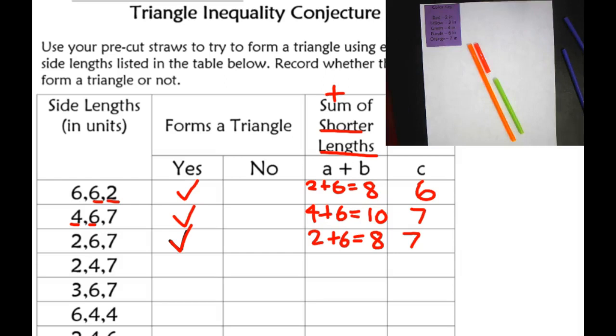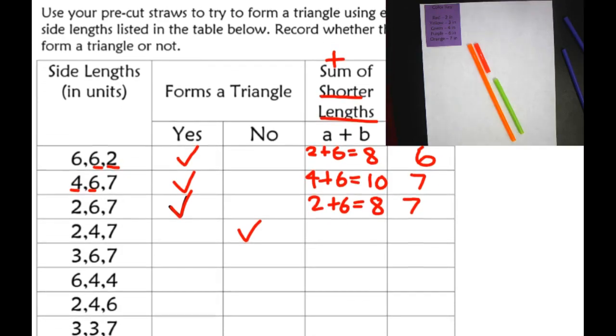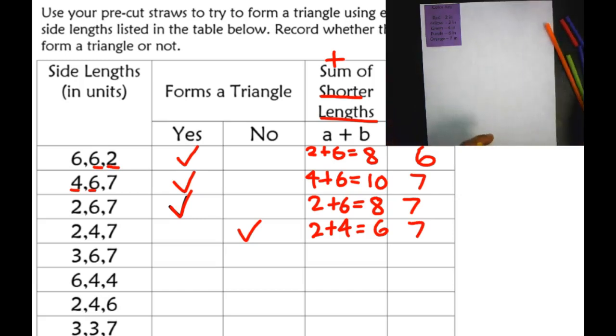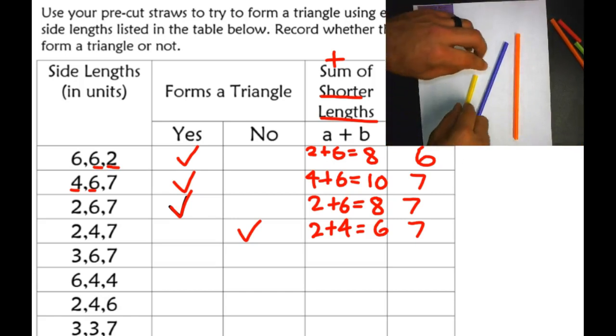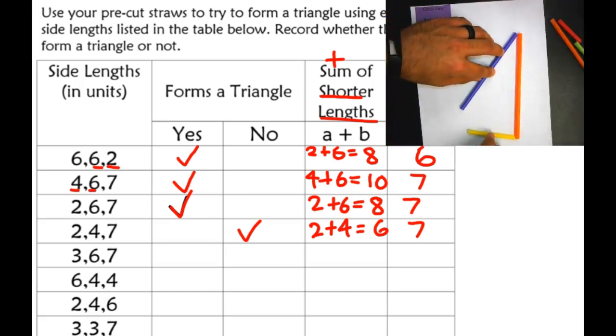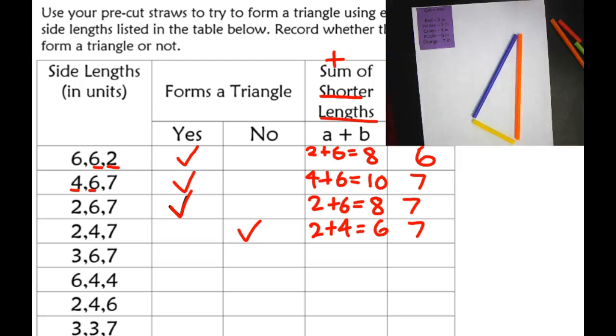So we're going to put no on that one. What do I add here? 2 plus 4 equals 6. And over here is 7. Okay? Let's try the next one. 3, 6, and 7. What we got? Yellow, purple, orange. Do these make a triangle? Bet or not? Okay, let's see. Triangle, yep. That's a yep. So it's going to be yes. What's my A plus B? 3 plus 6 equals 9. And then my C is 7.